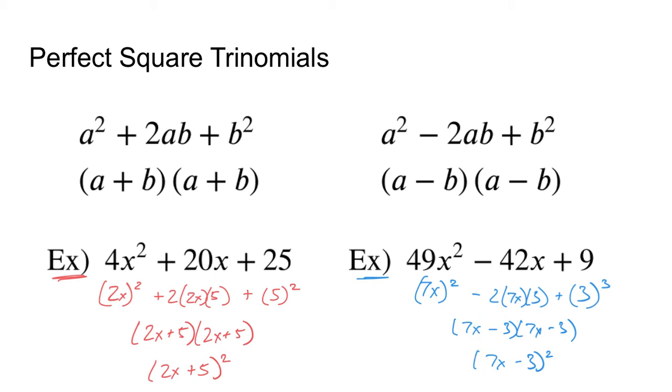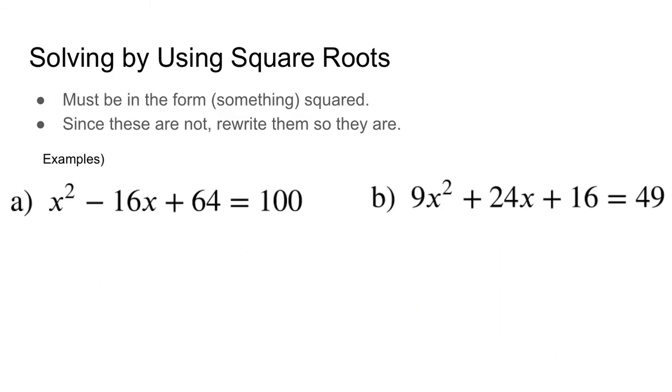Let's take a look at how we can use this shortcut to solve some quadratic equations. Here, number A, we have x squared minus 16x plus 64 equals 100. When we solve using square roots, it's really important that we have the form of something squared before we can use it. Remember, we talked about this before. We have something squared, but then we have this minus 16x, so it's not in the form of just one thing squared. Since it's not, we have to rewrite it so that it is.